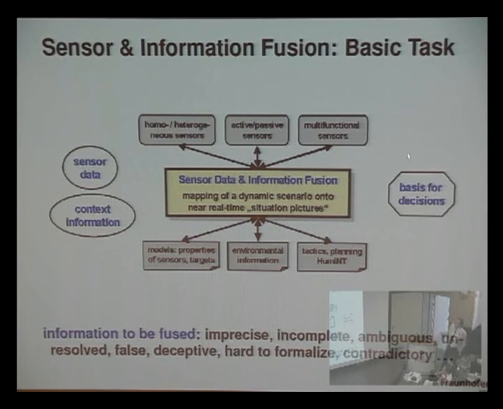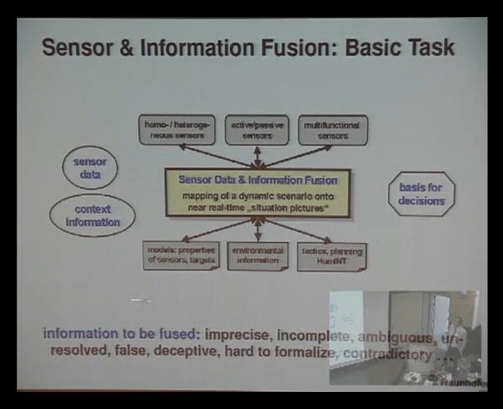Very important are multifunctional sensors. Modern sensor systems operate in different operational modes, and this means that modern sensors have to be managed, have to be controlled. Also, in terms of context information, we can make some basic distinctions.